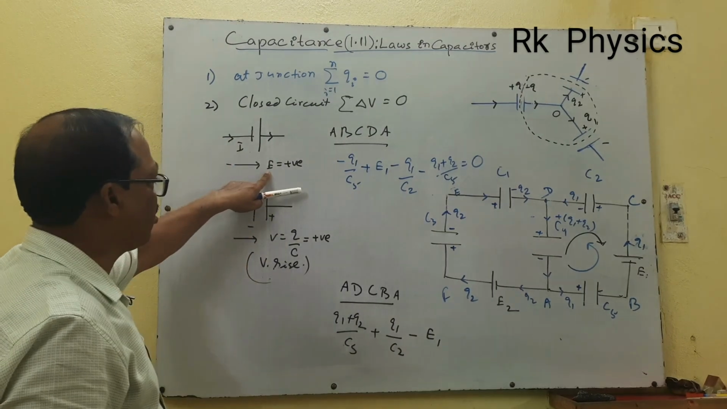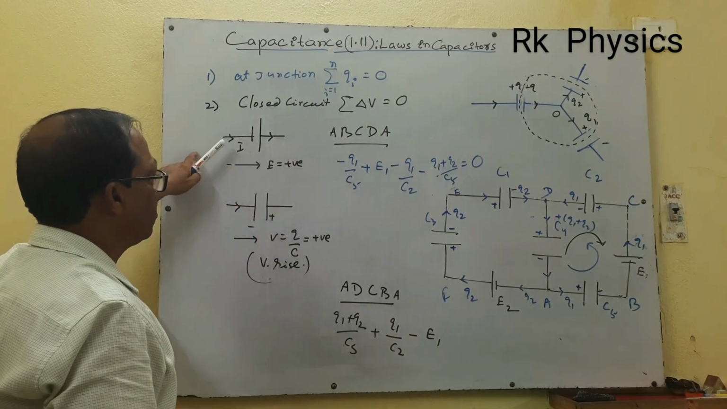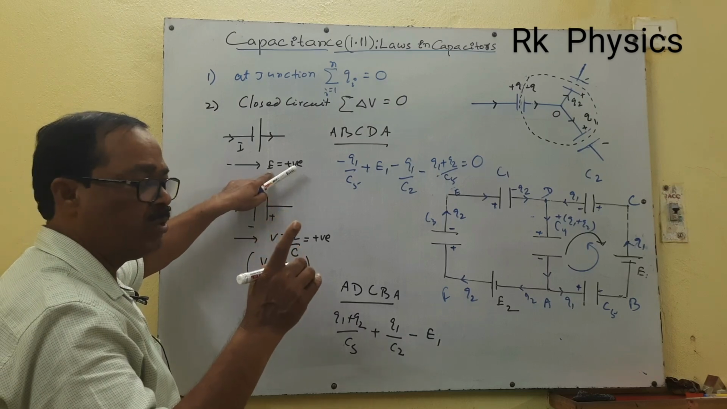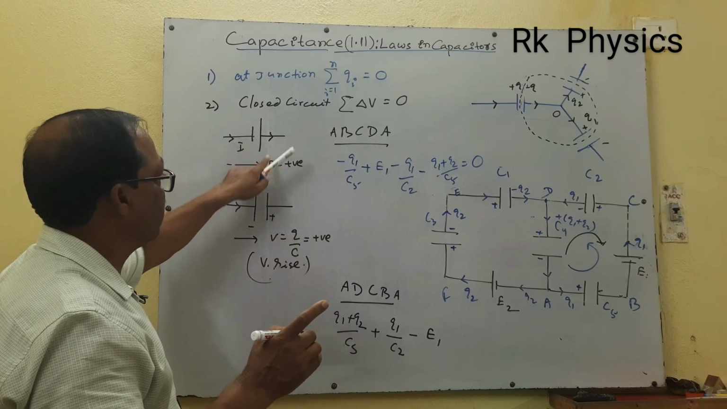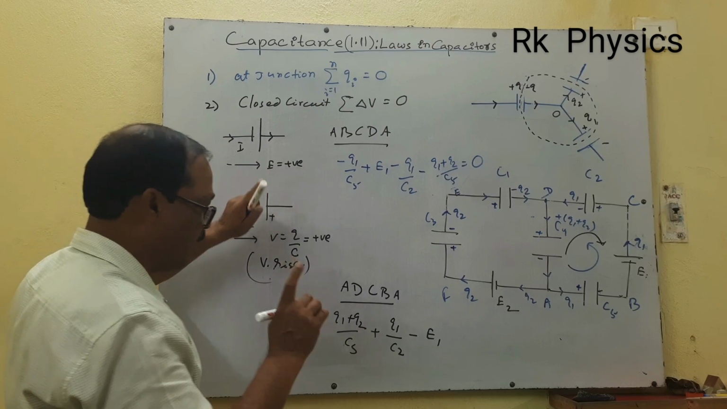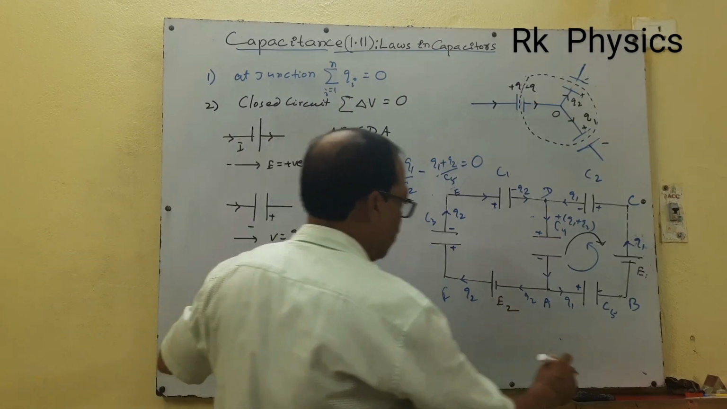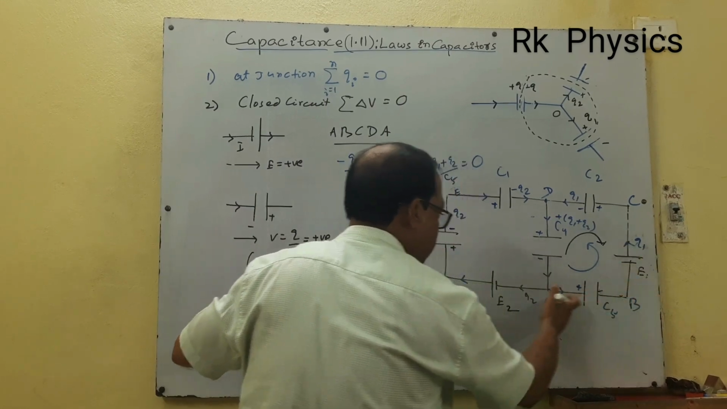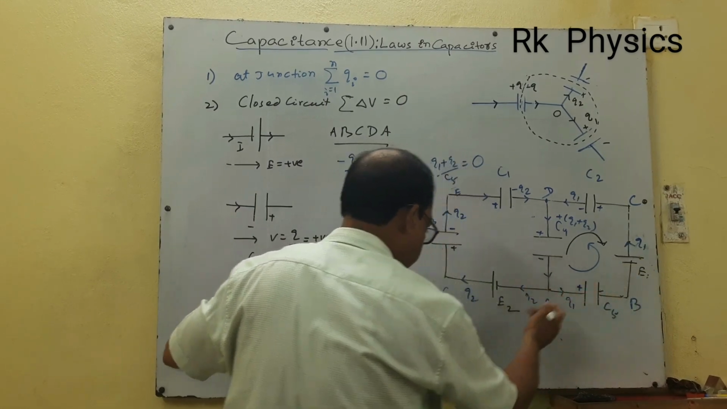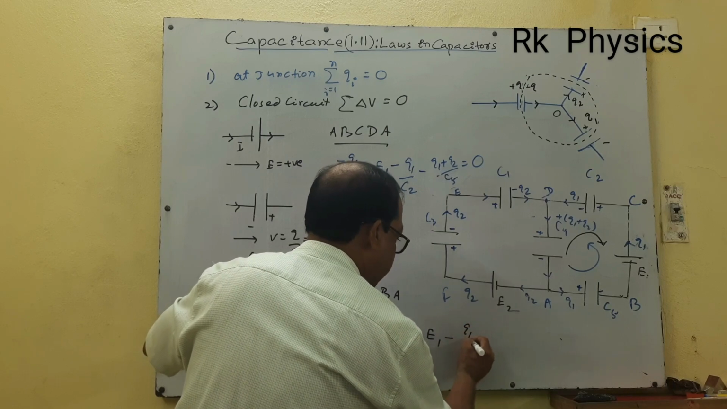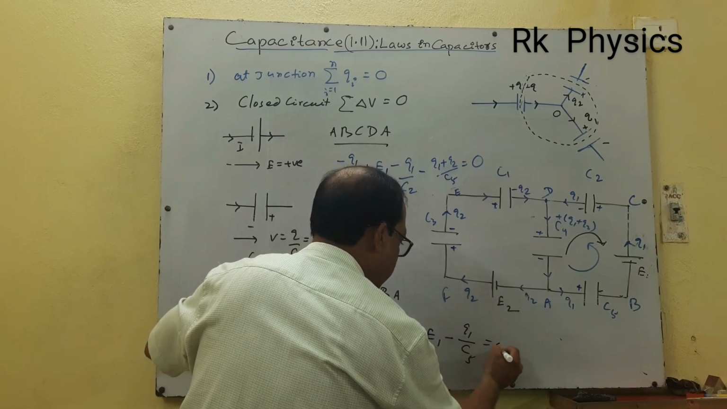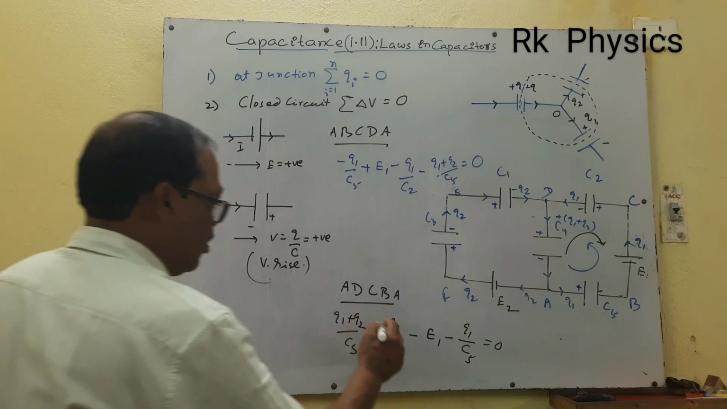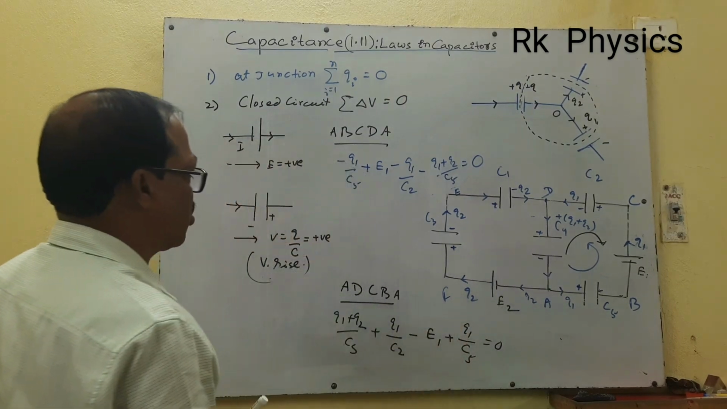If my direction is this, I take E is negative. If my direction is this, then you take E is positive. Then finally you come to C5. This is again, my direction is minus to plus, but charge is moving from plus to minus. Therefore this is again minus Q1 by C5 equal to 0. Okay. Sorry, this is minus of minus, that is plus.